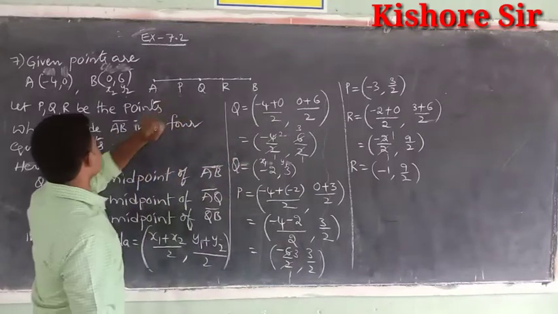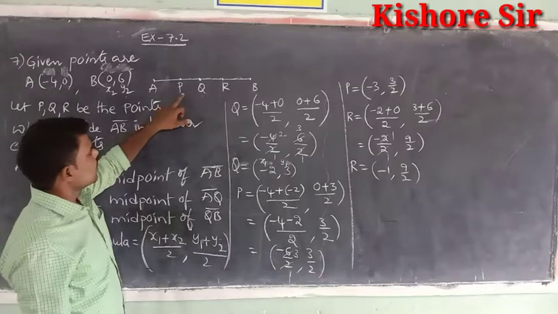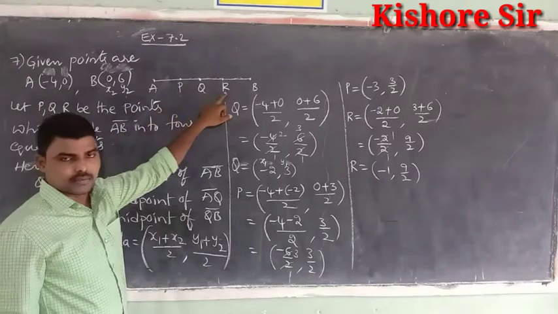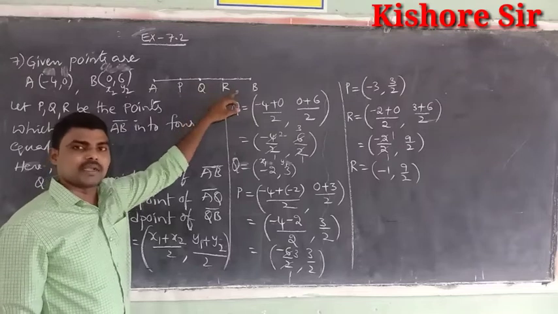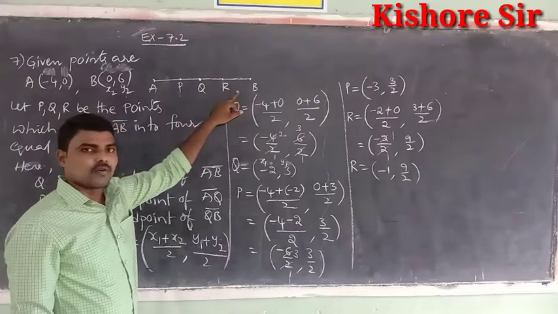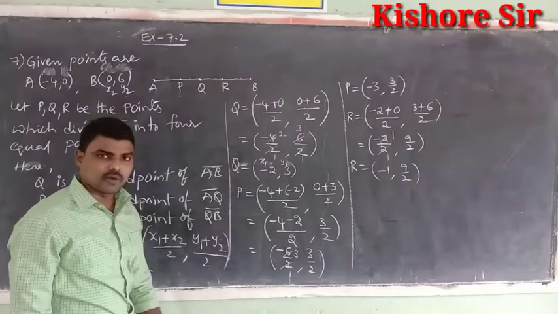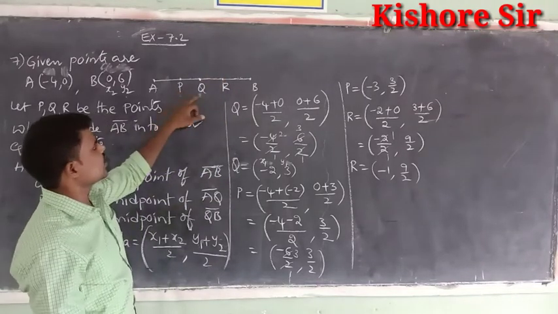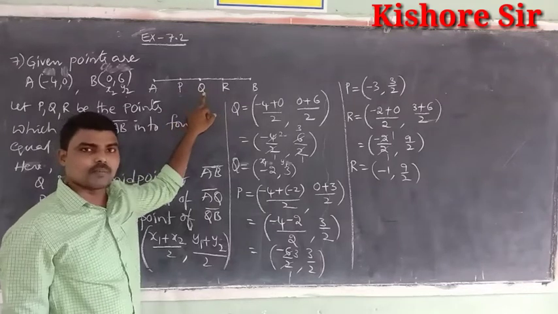So once again, let P, Q, R be the points which divide line segment AB into 4 equal parts. So 1, 2, 3, 4. We have to find the coordinates of the points P, Q, R. First we have to find the coordinates of the point Q.